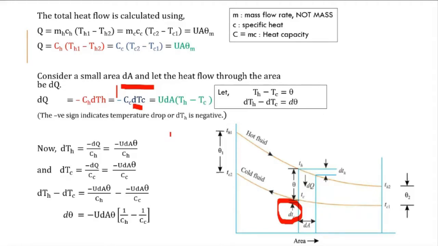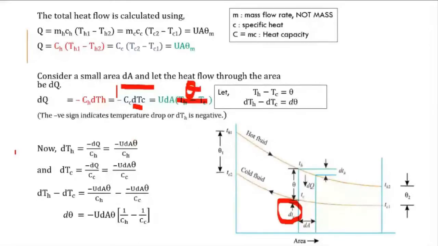Okay. So this thing is equal to U multiplied by dA multiplied by TH minus TC, and this TH minus TC is equal to what? Theta. So we can write U dA multiplied by theta.